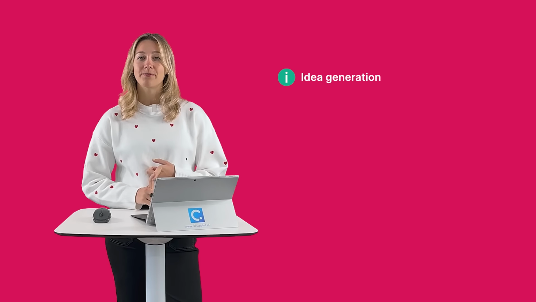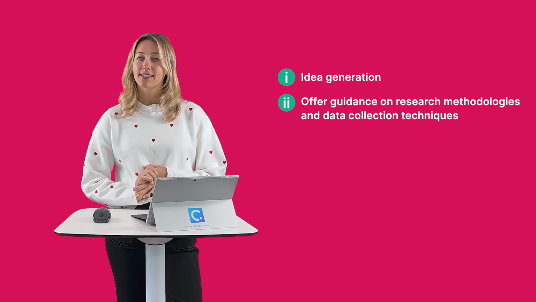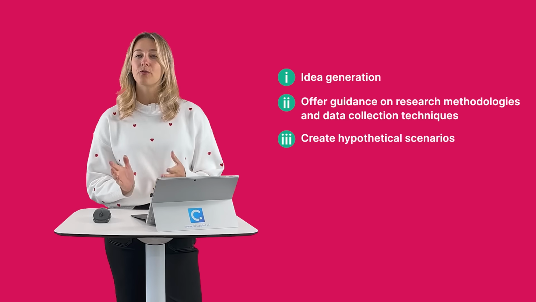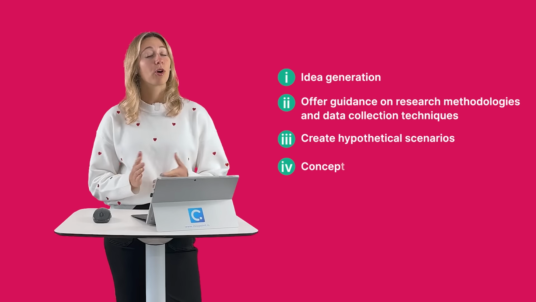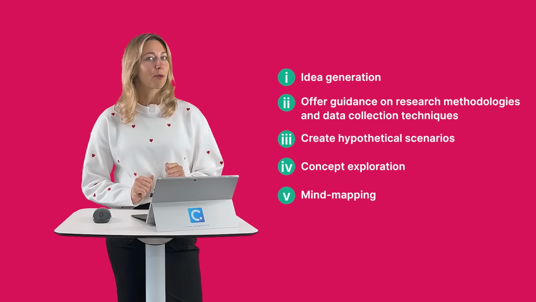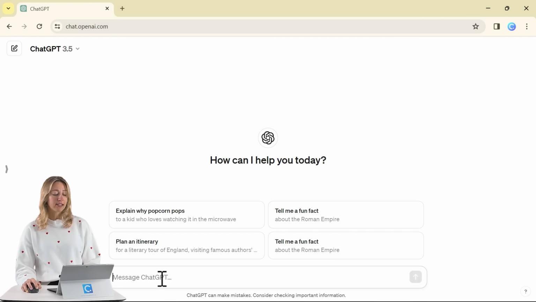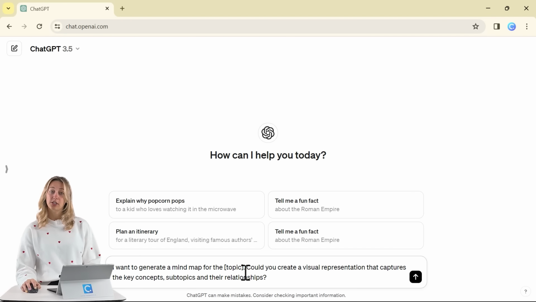To use ChatGPT for research, brainstorming, and information gathering, try using it for idea generation, offering guidance on effective research methodologies and data collection techniques, creating hypothetical scenarios to fuel that brainstorming process, for concept exploration, and even for mind mapping. The mind mapping results are pretty unique and cool, so let's try that out. So you can copy and paste the next ChatGPT prompt into your ChatGPT account and of course edit it and adjust for your own topic and subject.